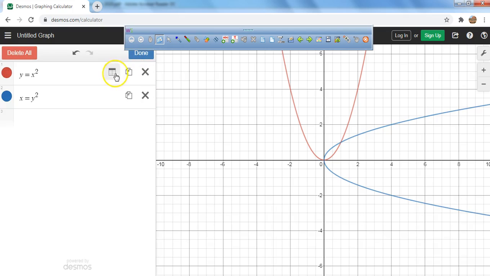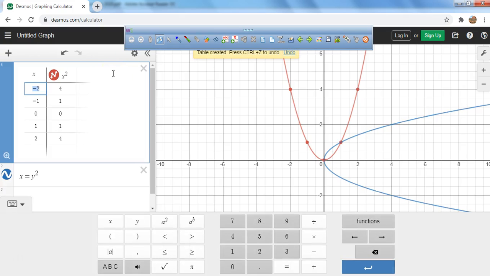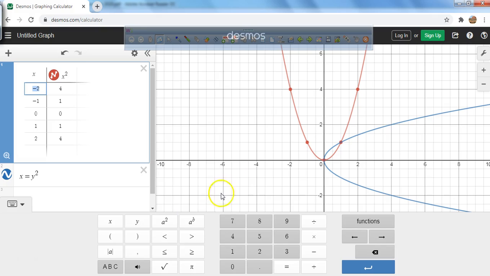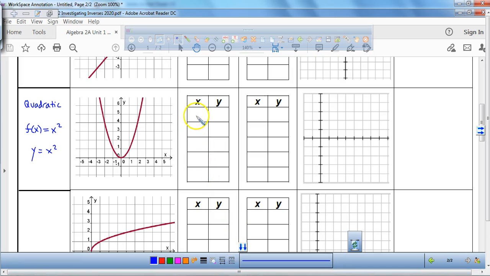Now you'll notice here we can make a table out of this, because this is a function. So this is the table that we're going to be using to graph our function, y equals x squared. So we're just going to go here. We're going to put -2, -1, 0, 1, 2. -2 times -2 is right here at +4. -1 times -1 is 1. 0 times 0 is 0. 1 times 1 is 1. 2 times 2 is 4. So you can kind of see these points right here that I'm plotting.